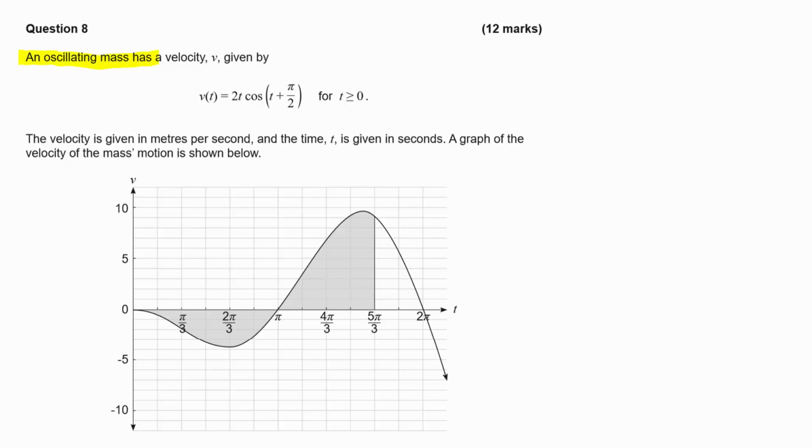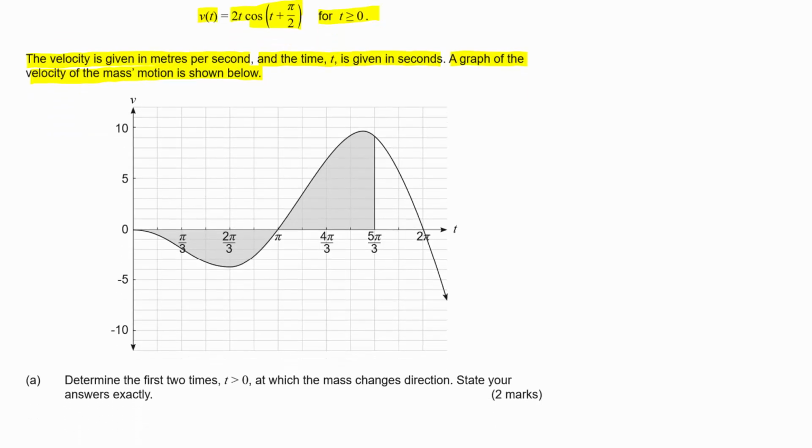An oscillating mass has a velocity v given by v of t is 2t cos(t + pi/2) for t greater than or equal to 0. The velocity is given in meters per second and the time t is given in seconds. A graph of the velocity of the mass's motion is shown below. Determine the first two times for t greater than 0, at which the mass changes direction.